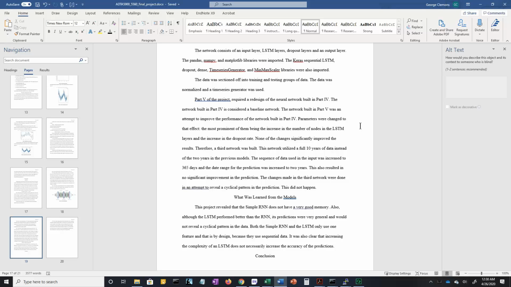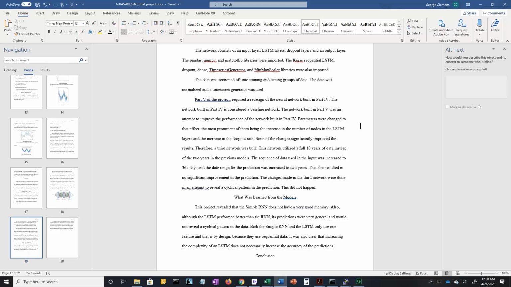None of the changes significantly improved the result. Therefore, a third network was built. This network utilized a full 10 years of data instead of the 2 years in previous models. The sequence of data used in the input was increased to 365 days, and the date range for the prediction was increased to 2 years.